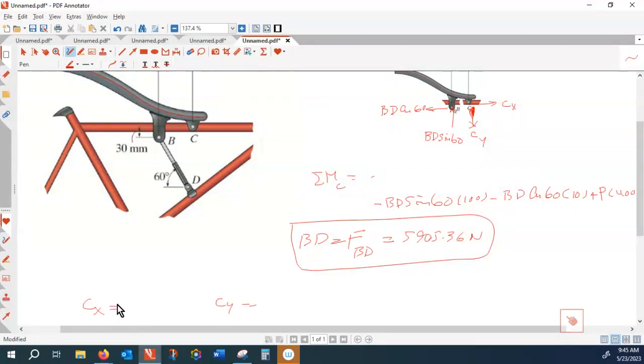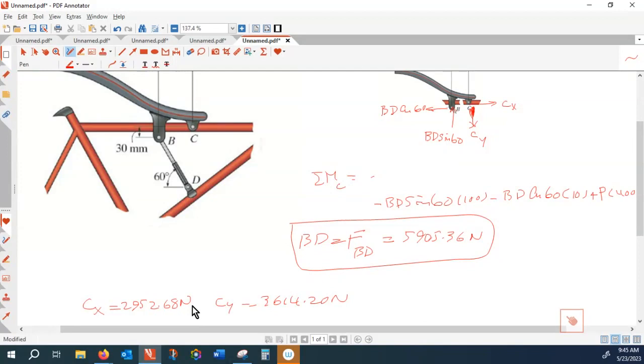Okay, Cx is 2952.68 Newton, and Cy is 3614.20 Newton. And then, okay, if you want to find out the shear force inside the pin, should I take Cx, Cy, or should I take both of them?